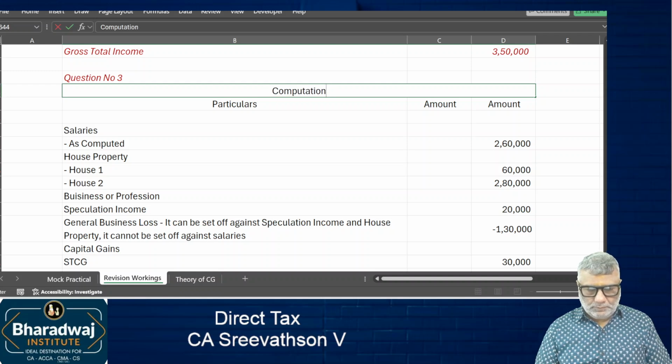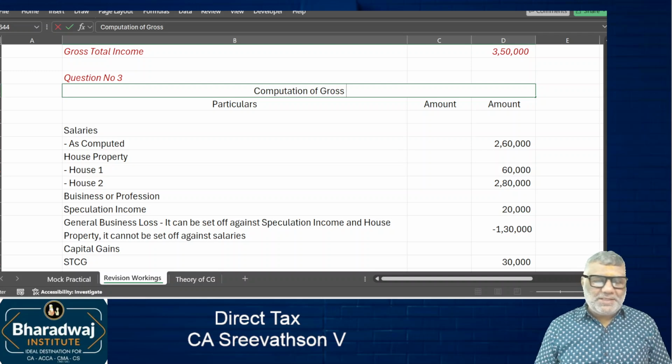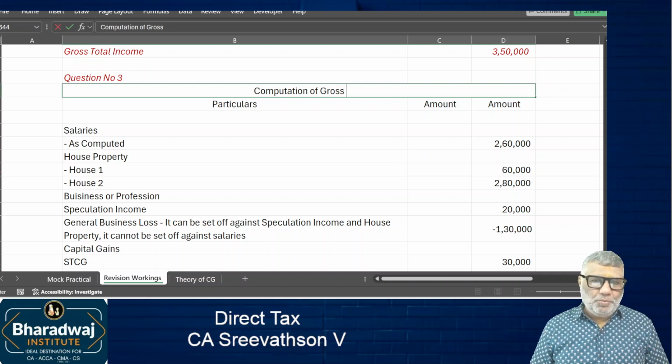Sir, in this one, why did we not set off the agriculture loss? Sir, agricultural income is exempt from tax, sir. It is only at the time of aggregation of tax we work on.